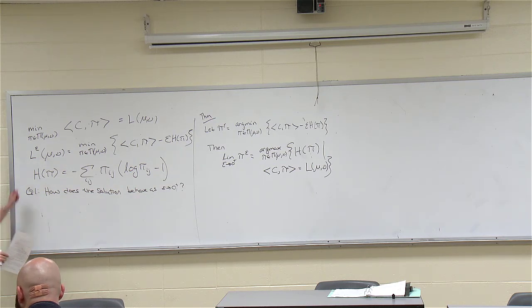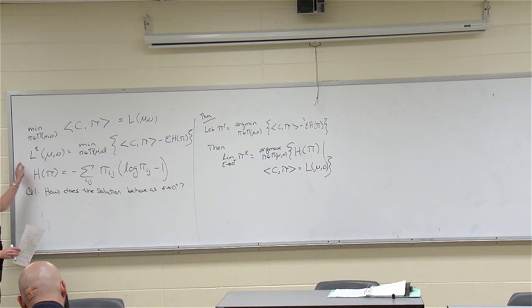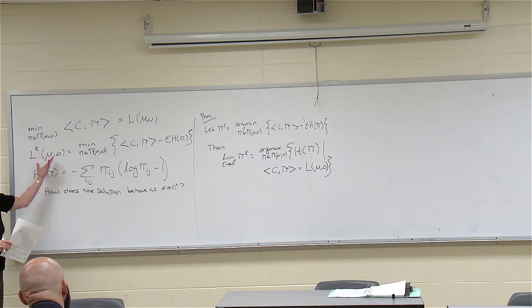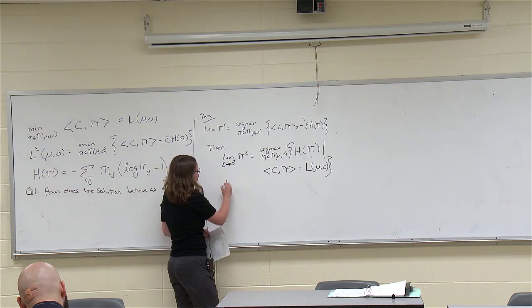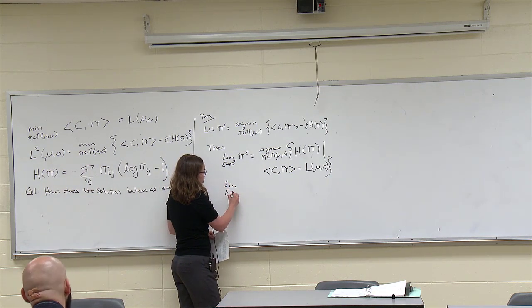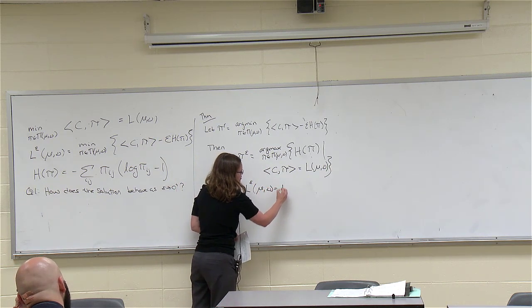Okay, so that's true. And also, the minimal value of this should converge to the actual minimal value of this. And if it does that, then this would be a proxy for the Wasserstein metric. So this is true, and this is true.